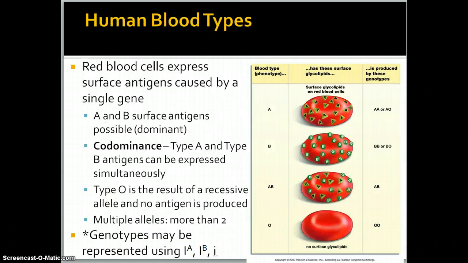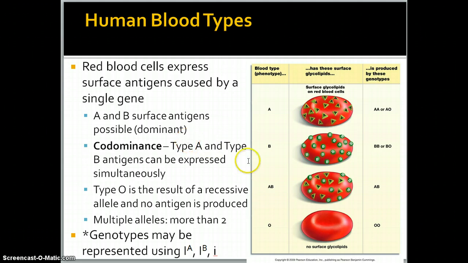Okay, so let's look at blood types and what these blood types actually mean. So red blood cells express surface antigens, and these surface antigens are caused by a single gene. So in this case, individuals with type A blood, A is a dominant allele. So individuals with at least one dominant allele are going to express A antigens on their red blood cells. Individuals with B are going to also have a dominant allele, so B is also dominant, and these individuals will express B antigens on their red blood cells.